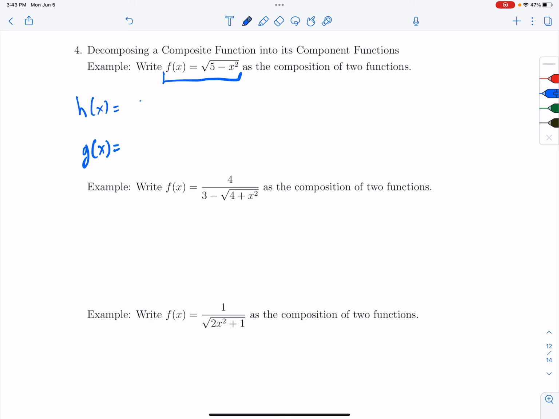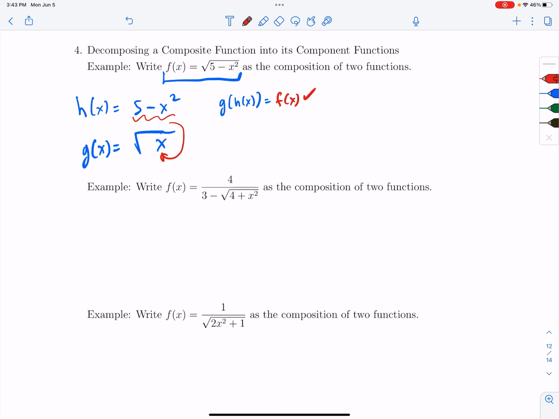One thing to notice, we have the square root of 5 minus x squared. So I can say that the inside function here is 5 minus x squared, and that is getting input into the square root function. I can verify this by saying, if I input the h function into the g function, g of h of x, I take that h function and input it into g, and that will give me f of x, which is what we started with.